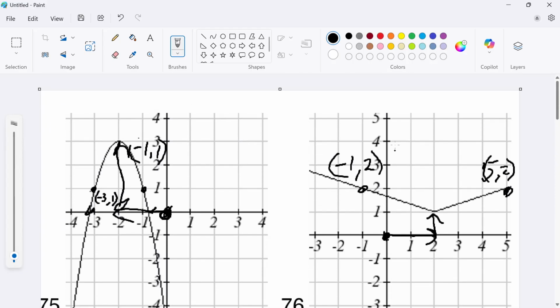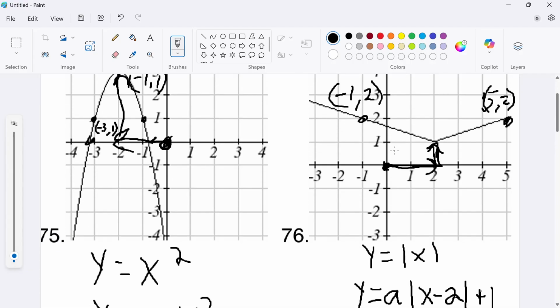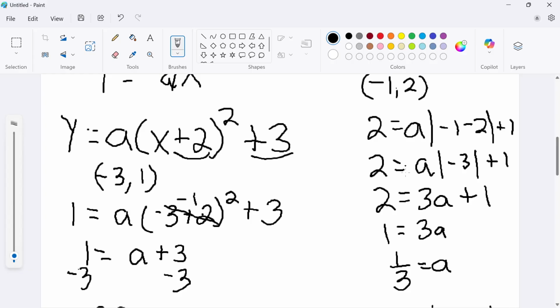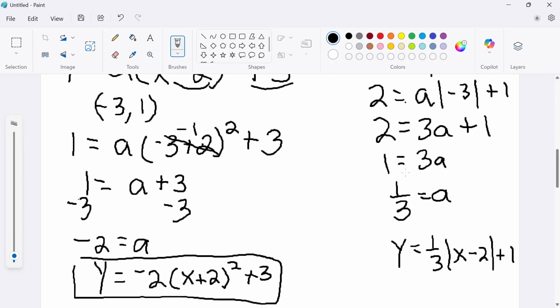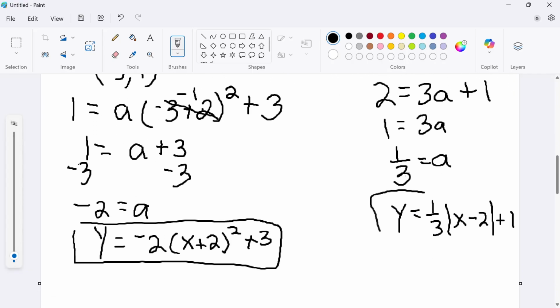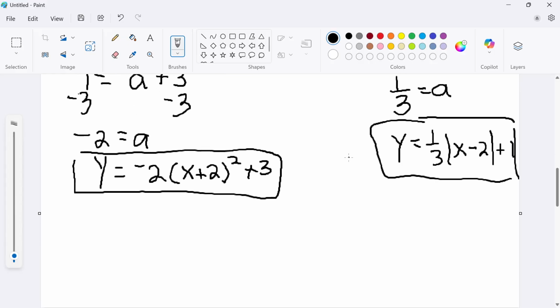And again, I use the shift of the vertex, or with x cubed, if the parent function is y equals x cubed, I look for where that inflection point is. And I use that as the place that I see the shift. And then I find a very good integer point where the x and y values are integers. Plug that back into the equation and then solve it and find the a, whatever the factor is for the stretch or compression. So this one, the absolute value, is 1/3 times the absolute value of x minus 2, plus 1. And the parabola was negative 2 times x plus 2 squared plus 3.